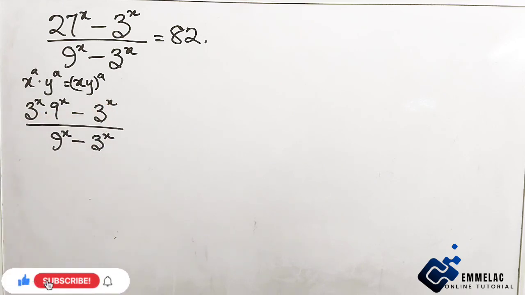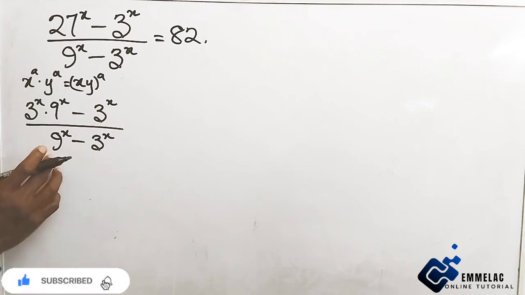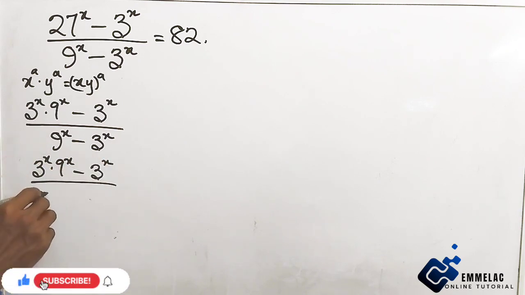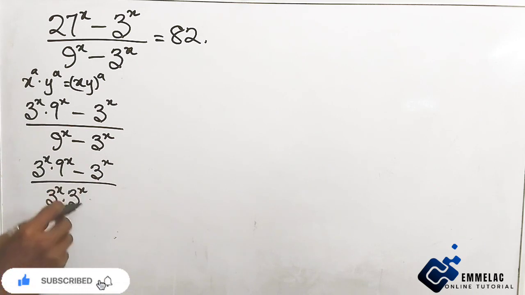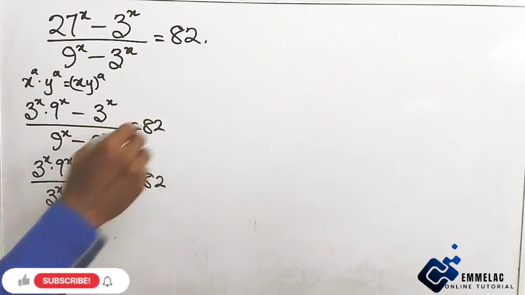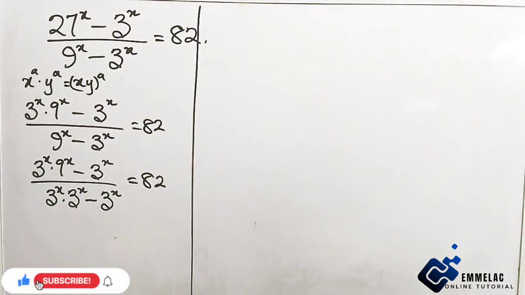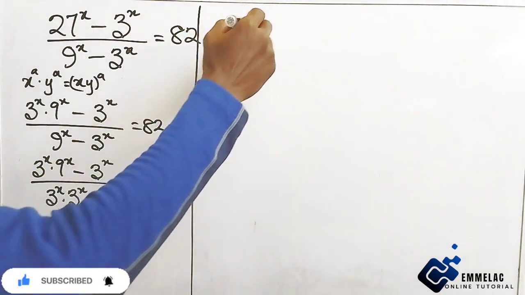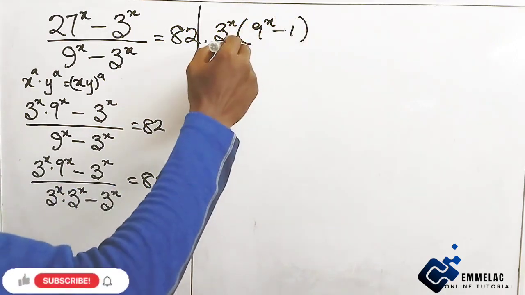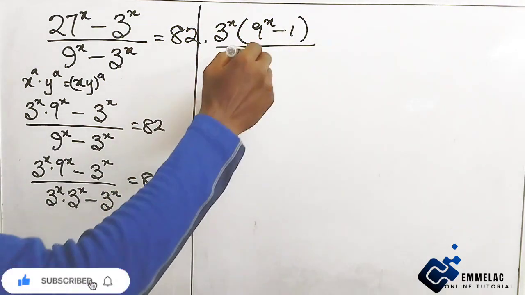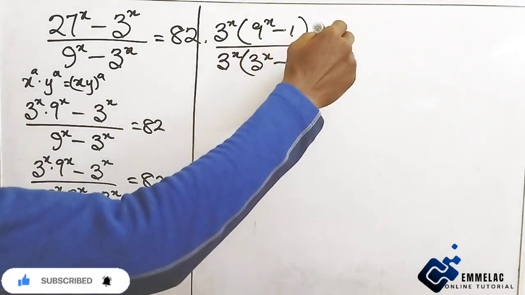So here this is 3 raised to the power of x times 9 raised to the power of x minus 3 raised to the power of x. Then this also should be 3 raised to the power of x times 3 raised to the power of x, then minus 3 raised to the power of x, all equals 82. So from here let us factor out 3 raised to the power of x. Here we have 9 raised to the power of x minus 1, then all over, here also we factor this out, 3 raised to the power of x minus 1, all equals 82.